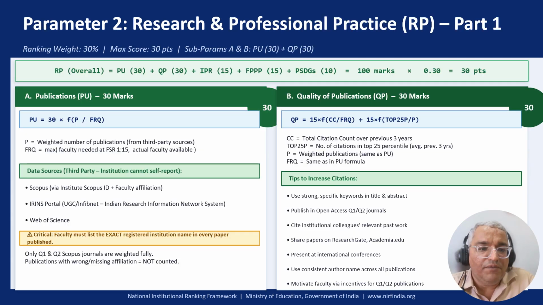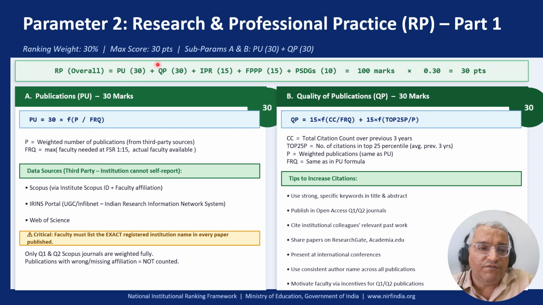We'll discuss parameter 2, which is research and publication practice. This is for the NIRF overall category. Now, this carries a total weightage of 30%, which is 30 points. And there are sub-parameters under the RP, which is publications, the quality of publications in Scopus Q1 and Q2. It carries 30 marks out of 100.